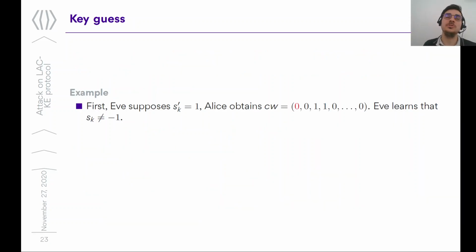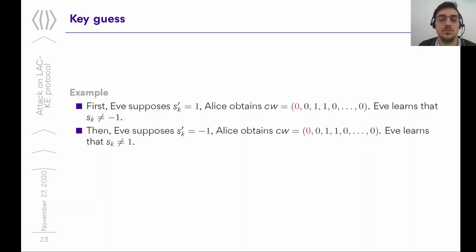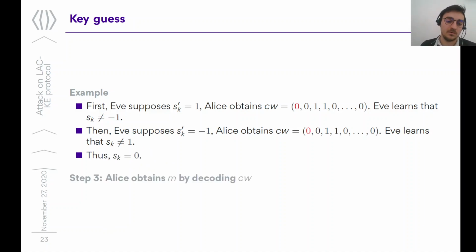So if we have a distinguisher to distinguish when Alice obtains a code word with a 1 or a 0 at the first coordinate, we can first send a forged ciphertext with s'k equal to 1. If the distinguisher ensures that Alice obtains a code word with a 0 at the first coefficient, then we learn that the secret key coefficient is not minus 1. If it was a 1, then the secret key coefficient is minus 1. So if it is not minus 1, we send a new forged ciphertext with our key guess equal to minus 1. As previously, if Alice obtains a code word with a 0 at the first coordinate, then we know that the secret key coefficient is not 1. And if it's not minus 1 and not 1, then the secret key coefficient is 0.